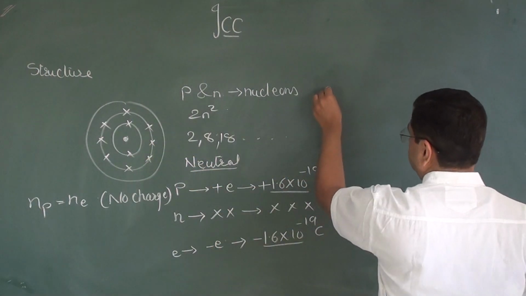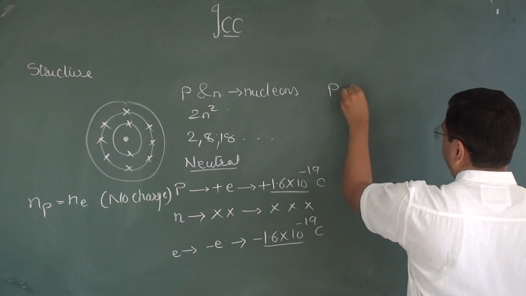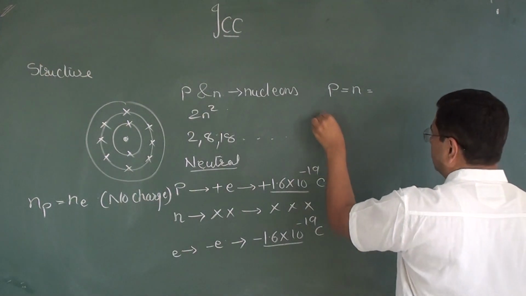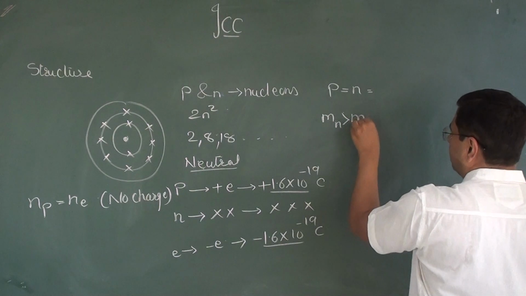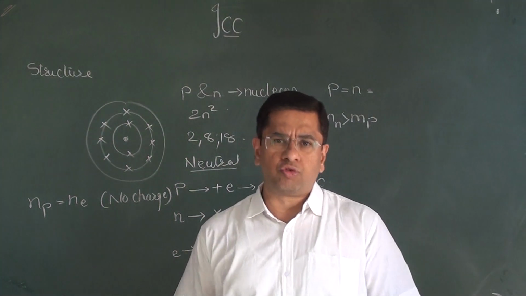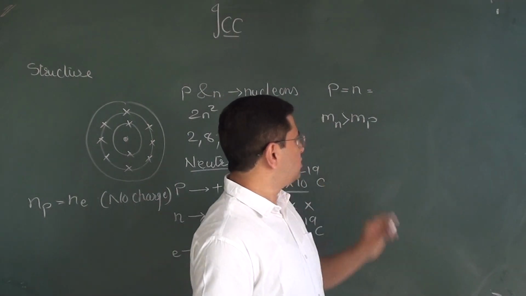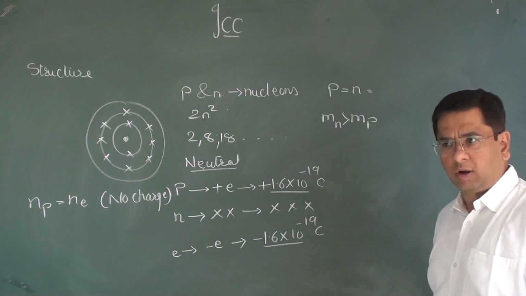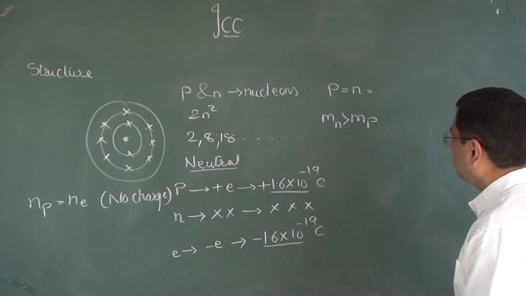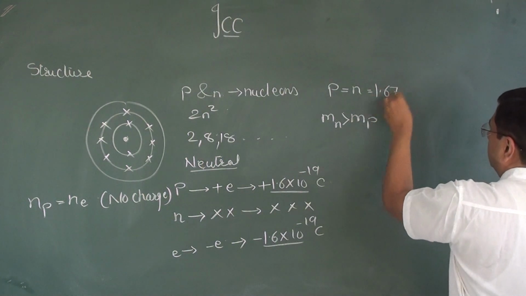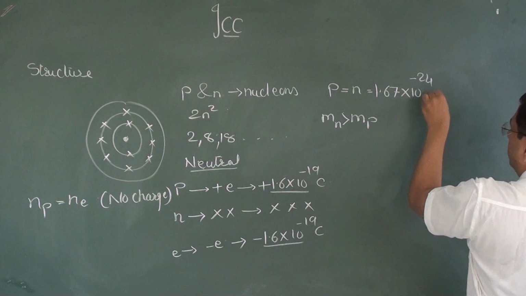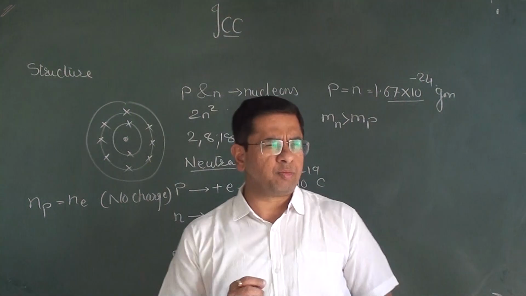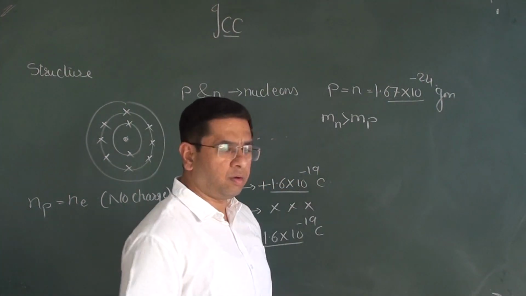If you want to go into the values, then protons and neutrons at this level, we can say the mass of a proton is approximately equal to the mass of a neutron. Actually, the mass of a neutron is slightly greater than the mass of a proton. But to start with, we will say that the mass of a proton is approximately equal to the mass of a neutron, which is 1.67 into 10 raised to minus 24 grams. Fine. This is the mass of a proton or the mass of a neutron.